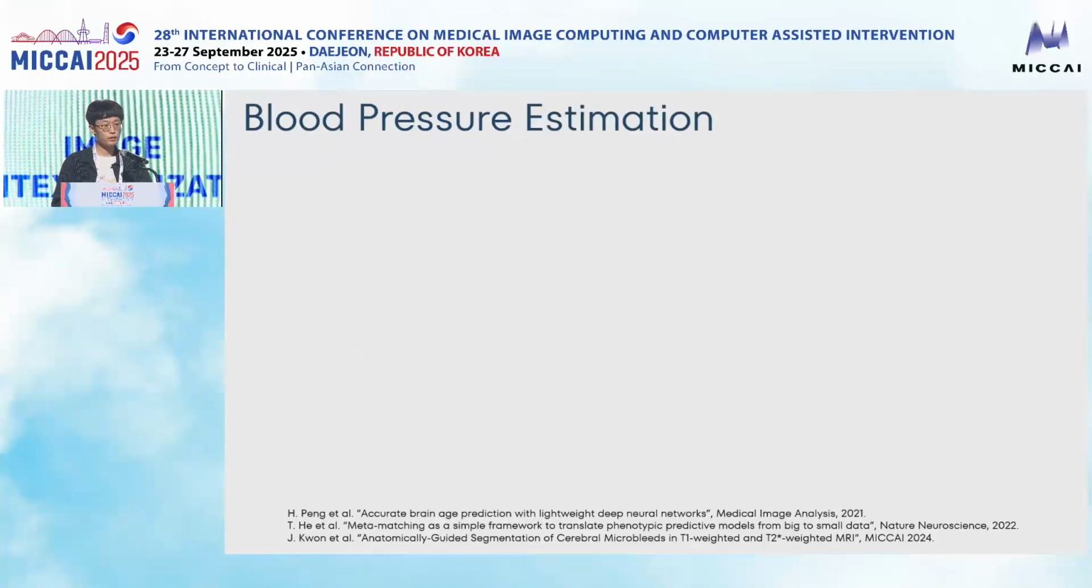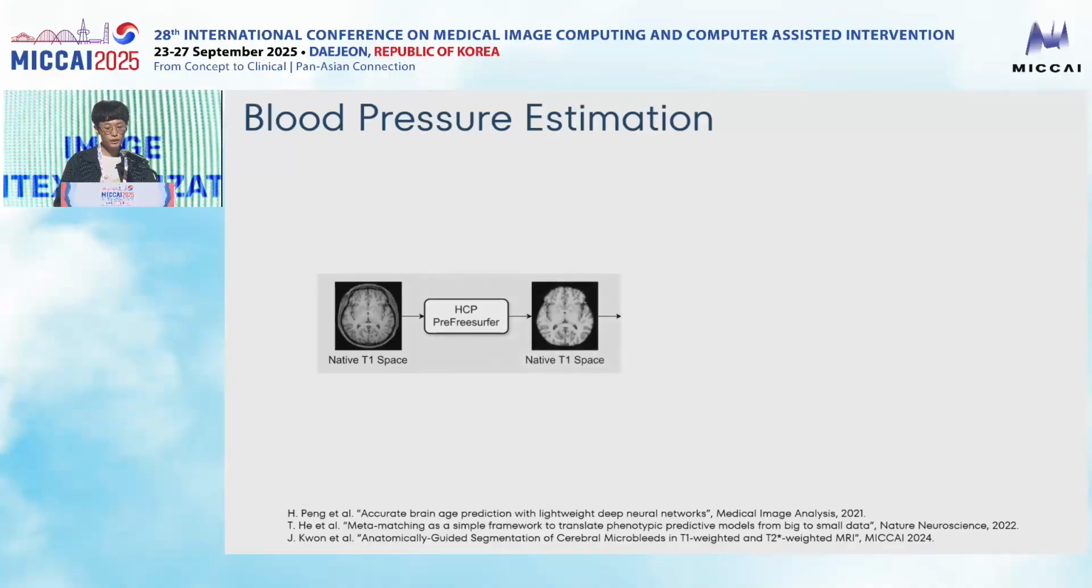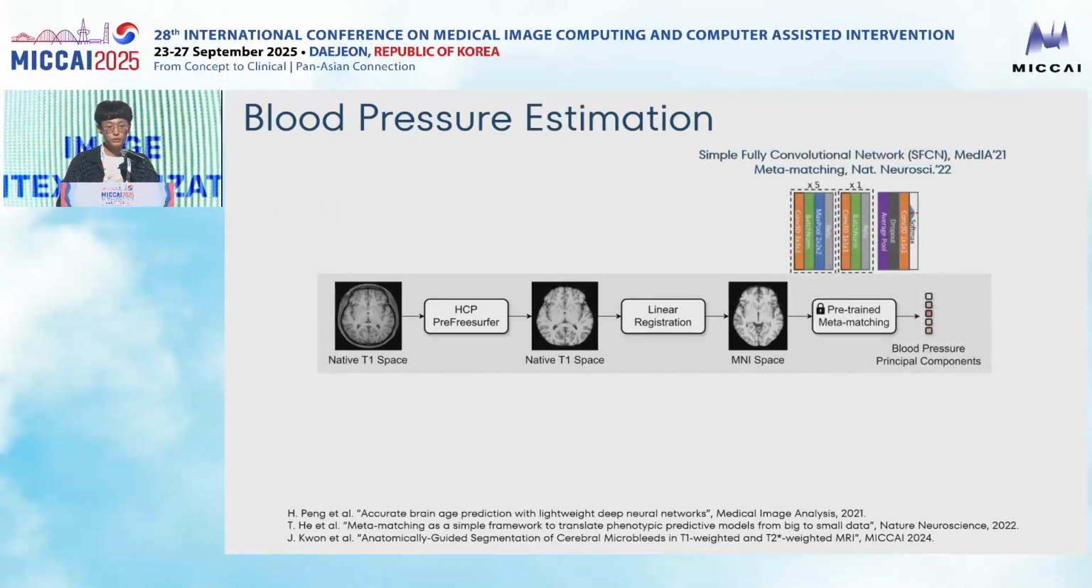So how exactly do we estimate blood pressure? Starting from the raw T1 MRI scans, we process them using the FreeSurfer software pipeline, and perform an affine registration to the MNI space. Then the pre-trained model directly estimates 5 principal components of blood pressure. Here, we use meta matching as a phenotype prediction model, which was pre-trained on the UK Biobank dataset.